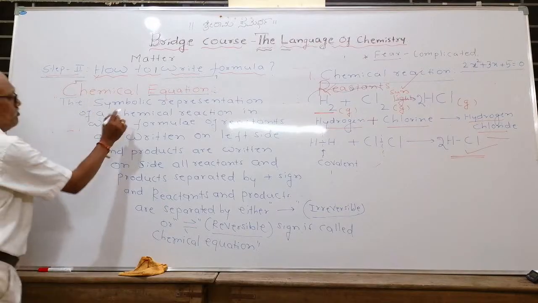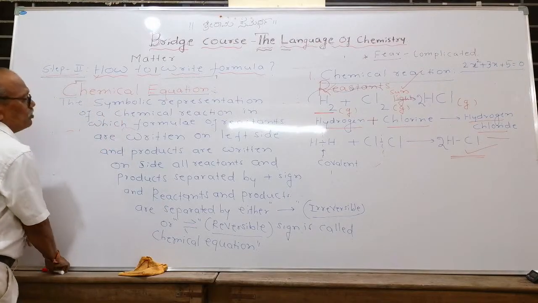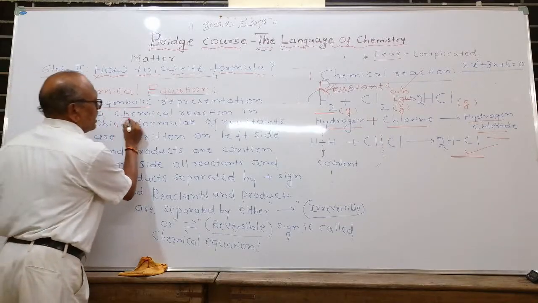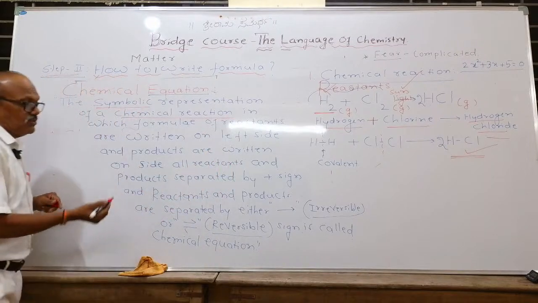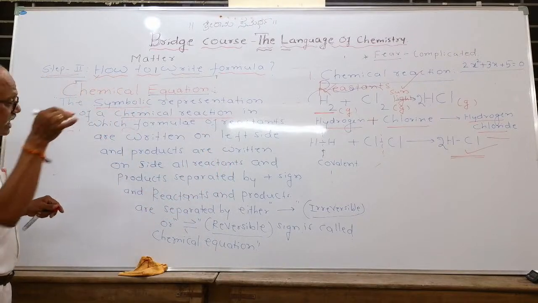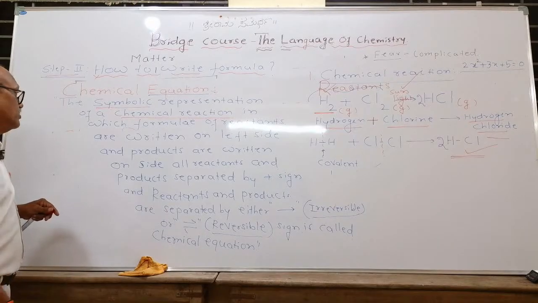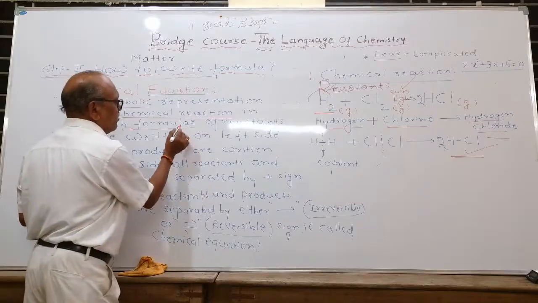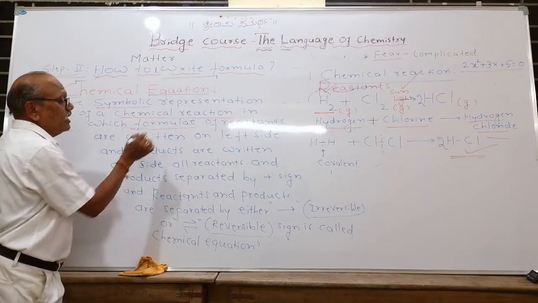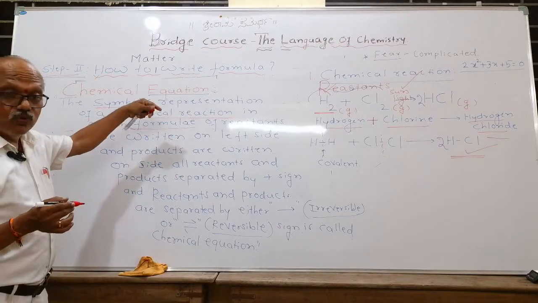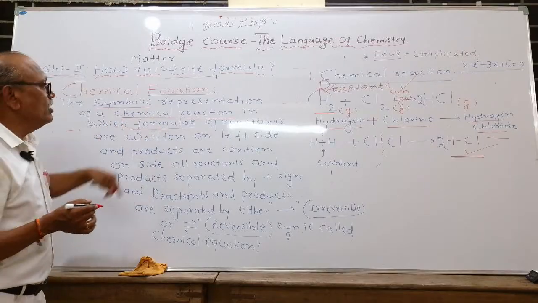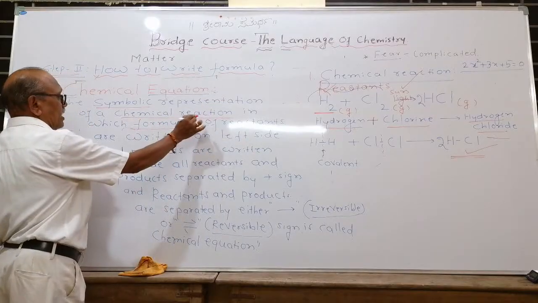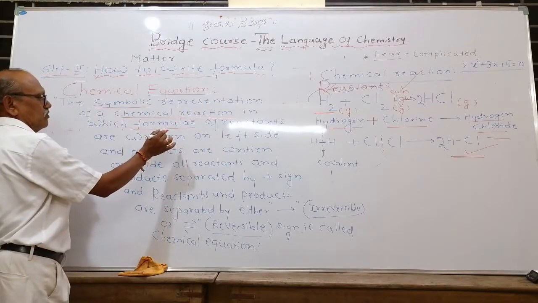Perfect definition. The symbolic, meaning in the form of symbols, symbolic representation of chemical reaction. A chemical reaction cannot take place on the board or on the paper. You are symbolically representing it on the board. In which, formula is plural. Formula means a formula, formulae are the plural. This is writing in the form of symbols. Writing a chemical reaction in symbol form.